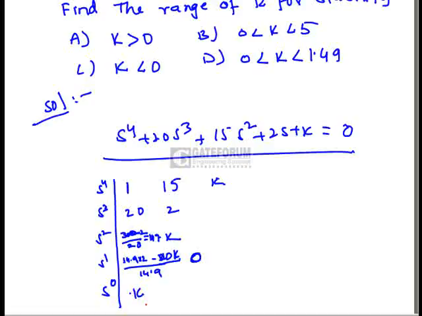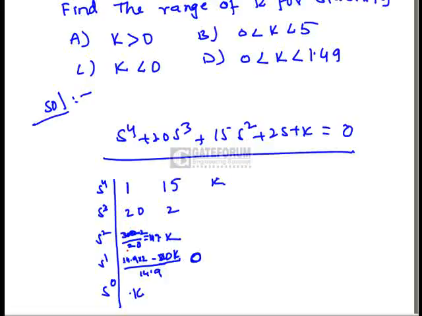Now to decide whether the system is stable or not, if you observe the first column of the Routh-Hurwitz table, all the coefficients should be positive. If you get all positive coefficients, then the system will be stable. Now 1 is positive, and 20 is also positive.